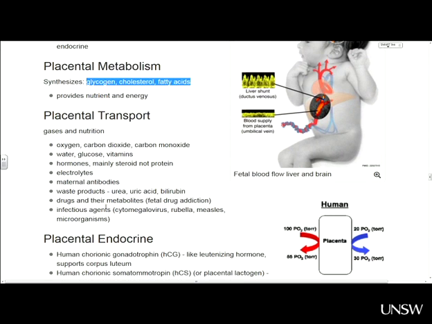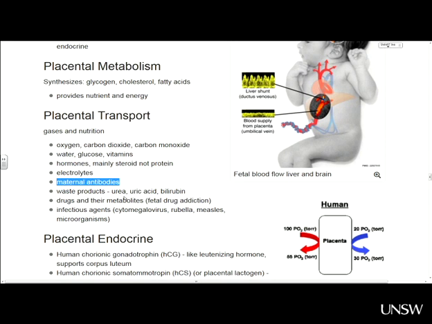It transports not only oxygen and carbon dioxide, but it transports water and glucose and vitamins to the fetus. It transports hormones, mainly steroidal hormones, not protein hormones. So unless there's a carrier for those protein hormones, they don't cross the barrier. It transports electrolytes to the fetus. It also transports maternal antibodies across those layers, and this way passively immunises the fetus during pregnancy. So maternal antibodies are transported across the placenta.